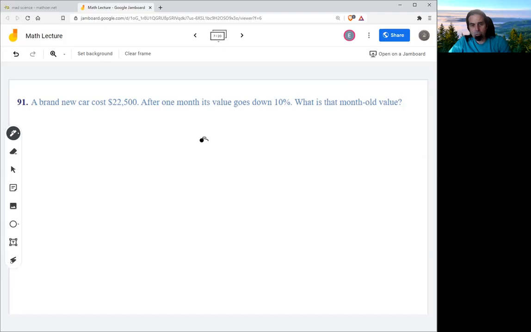So somebody buys a new car for $22,500. And since new cars depreciate absurdly quickly, especially as soon as it leaves the new car lot, then its value goes down by 10% in just the first month. So 10% going left out of percent is 0.1. What I'm going to do with that 0.1 is subtract it from the whole 1. So what is 1 minus 0.1?